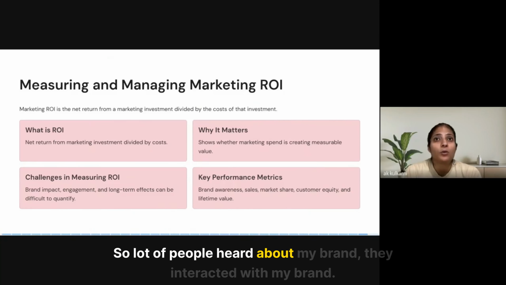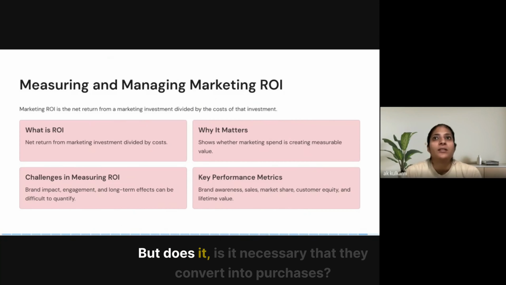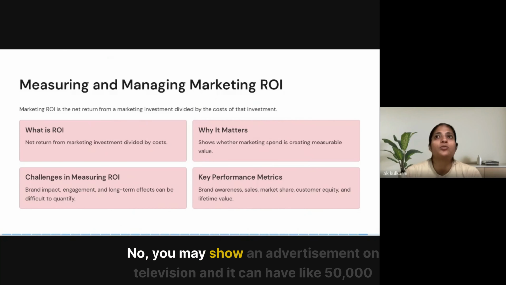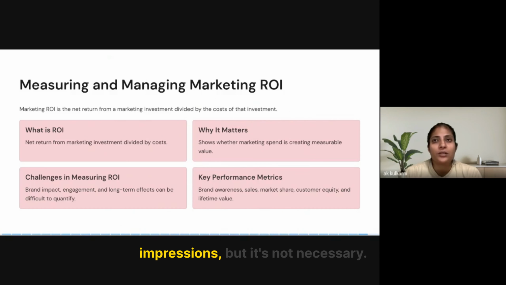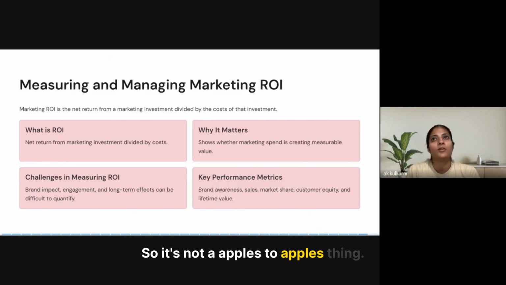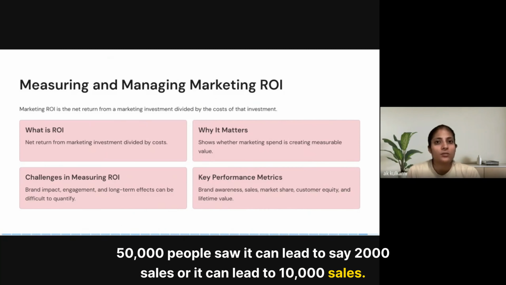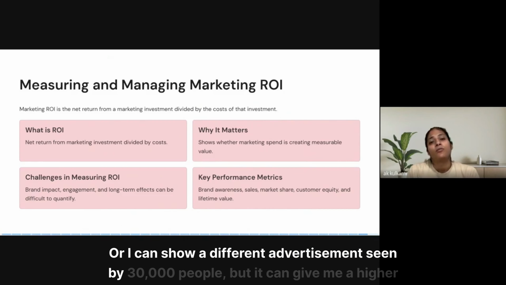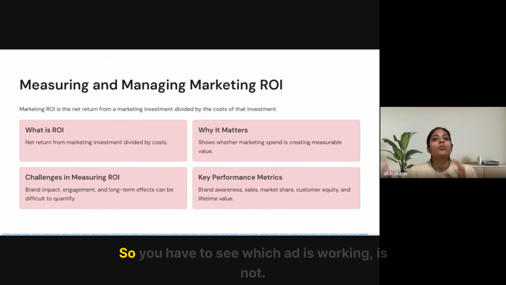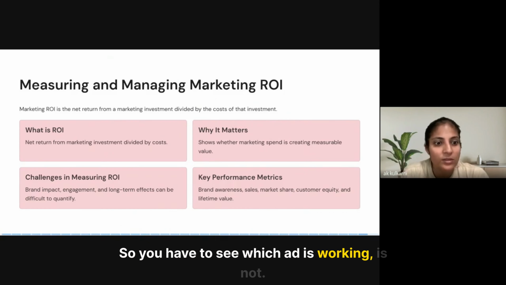So a lot of people heard about my brand, they interacted with my brand, but is it necessary that they convert into purchases? No. You may show an advertisement on television and it can have like 50,000 impressions, but it's not necessary it'll lead to 50,000 sales, correct? So it's not an apples to apples thing. If 50,000 people saw it, it can lead to say 2,000 sales, or it can lead to 10,000 sales. Or I can show a different advertisement seen by 30,000 people, but it can give me a higher sale, so it's like a 10,000 sale. So you have to see which ad is working, which is not.